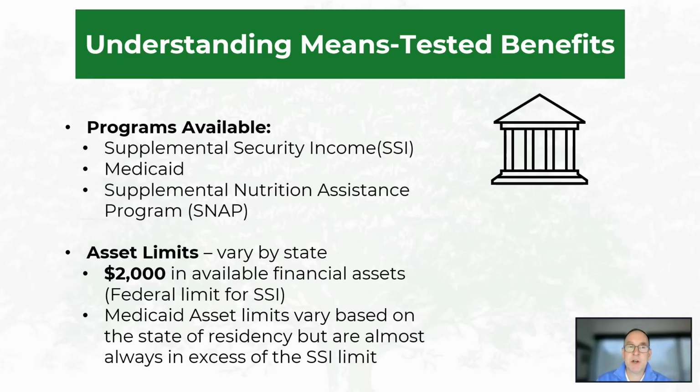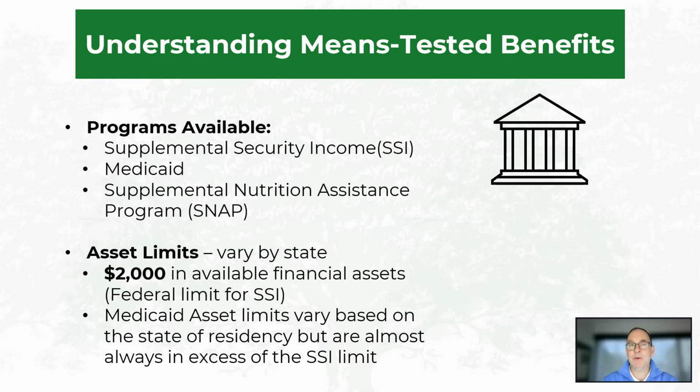The asset limits are going to vary depending on the benefit and the state in which you live, but the baseline asset test is $2,000 for SSI benefits in any state. Again, as I said, the Medicaid limits are going to vary by state. But if you think about it, we're trying to get our loved ones' assets below $2,000 to ensure they can keep their benefits on an ongoing basis.